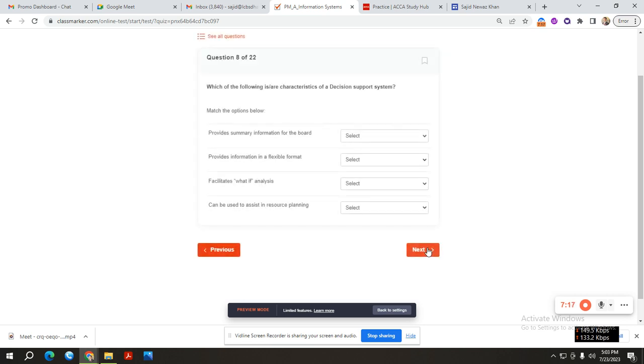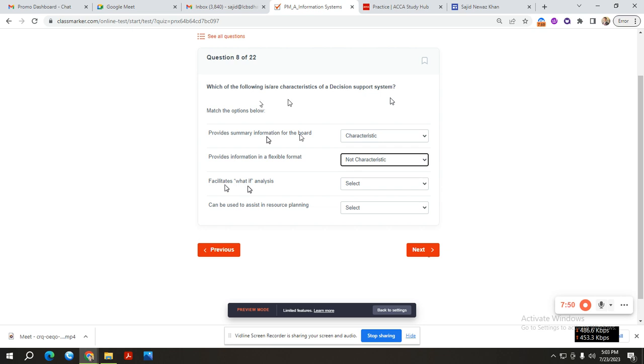Next, which of the following is/are characteristics of a decision support system? Okay. So let's look at this. Summary information: in a decision support system, yes, mostly summary information is there. This is a characteristic. Provides information in a flexible format. Decision support system does not generally provide information in a flexible format. That is in a fixed format, so this definitely is not a characteristic.